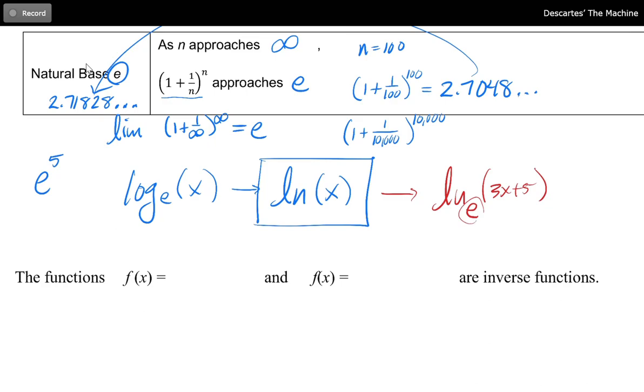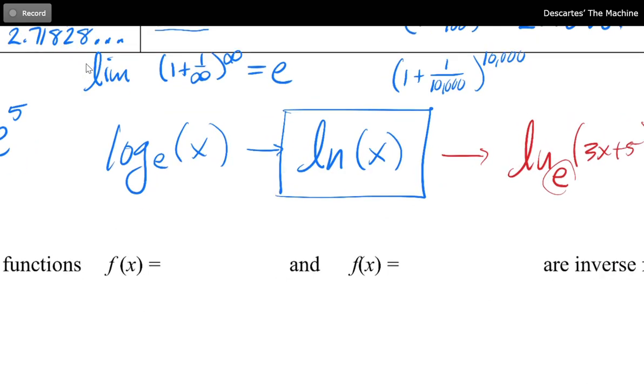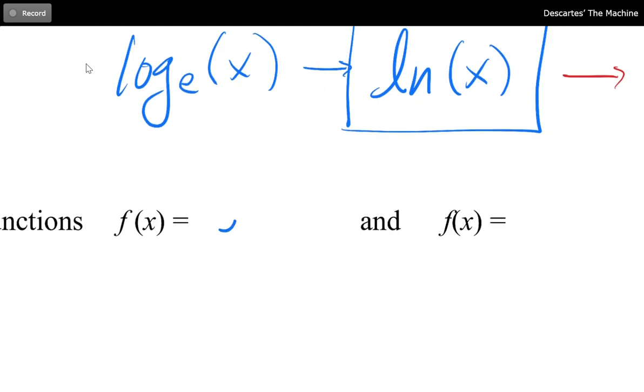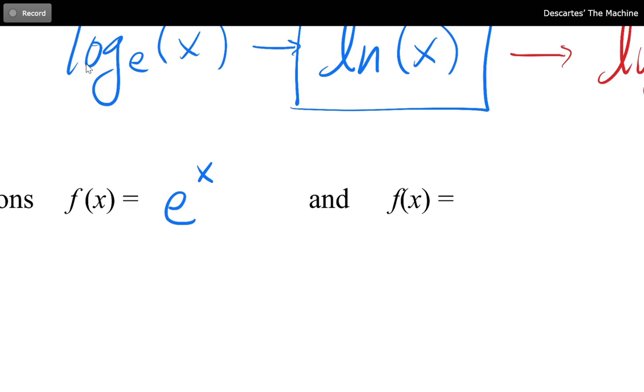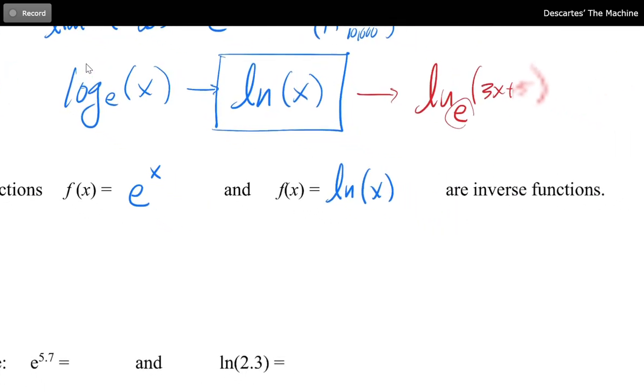Now that's a little bit simplistic, right? You should get to the point where you understand that the base is e without having to write the base e in there. But for right now, it can be useful to help you understand what's going on. So the functions f of x equals e to the x, and f of x equals the natural logarithm of x, are inverse functions.